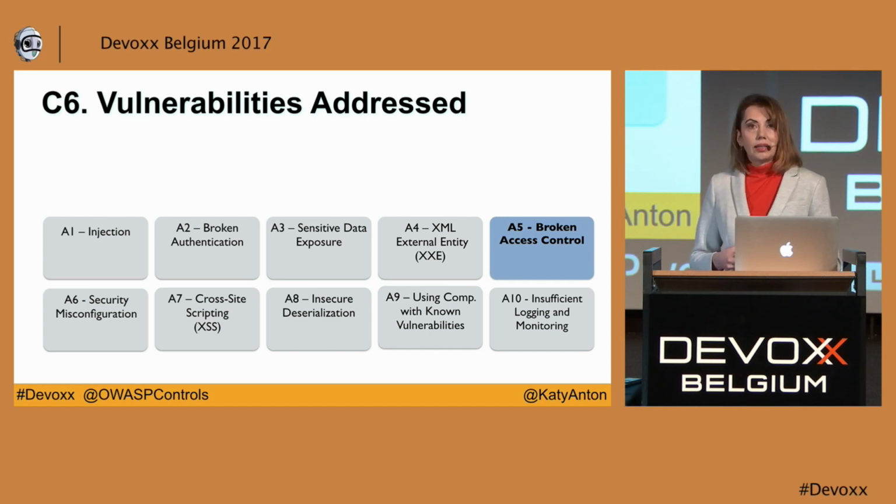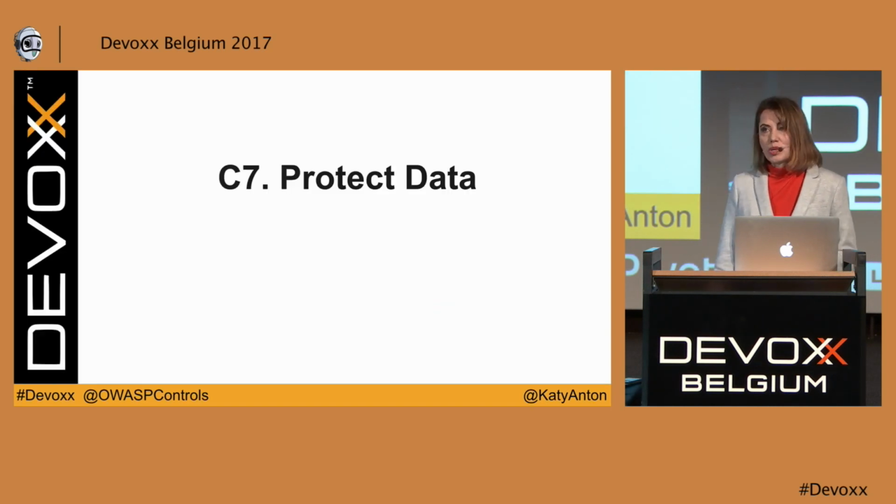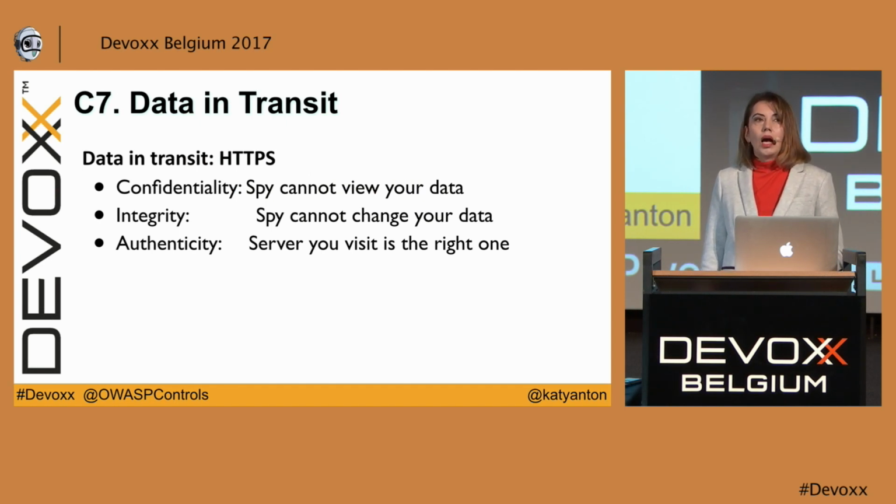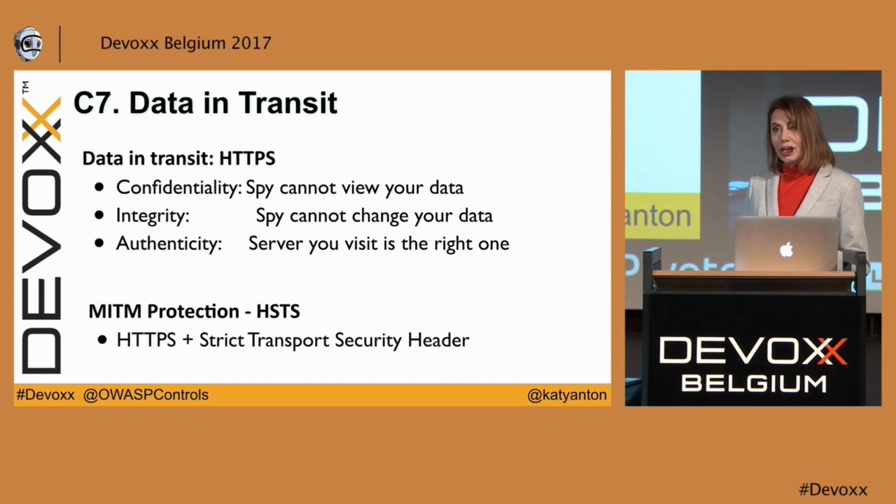What about the data that is transferred between computers over the internet, or the data at rest? For this, we have control number 7, protect data both at rest and in transit. When it comes to data in transit, the best protection out there is still HTTPS, which helps with confidentiality, integrity, authenticity. We have to bear in mind that HTTPS by itself does not protect against certain scenarios of man-in-the-middle attack. To reduce some of those scenarios, we can add an extra header, and this is the Strict-Transport-Security header.